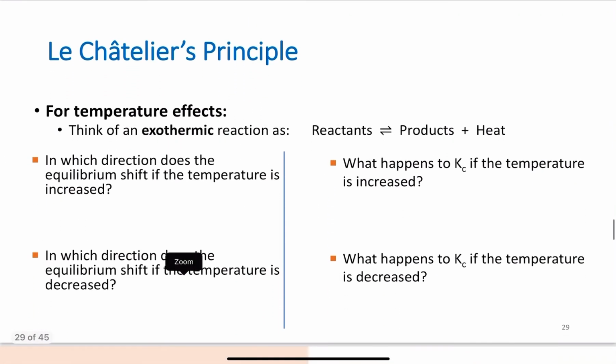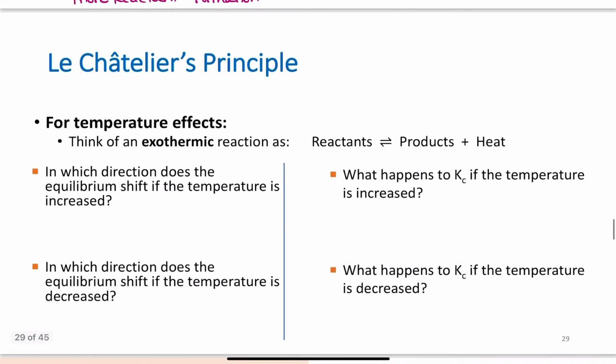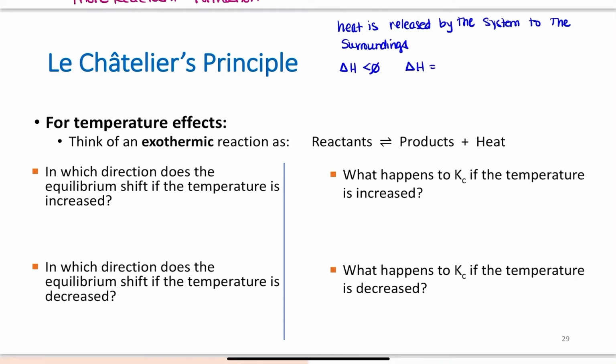What if the reaction is exothermic? Remember, exothermic means heat has been generated. Heat is released by the system to the surroundings. Delta H is less than 0. Delta H is a negative value. I could also say the system is hot to touch. All of these mean it's exothermic.